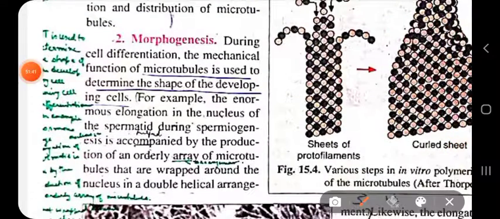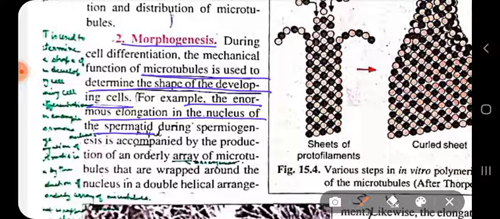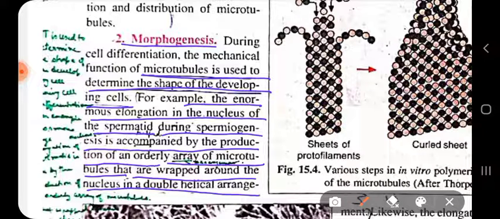Second is morphogenesis. Microtubules are used to determine the shape of developing cells, like the enormous elongation in the nucleus of a spermatid that we observe during spermatogenesis, helped by the production of an arrangement of microtubules which are wrapped around the nucleus in a double helical arrangement.